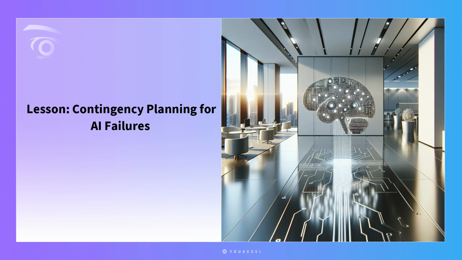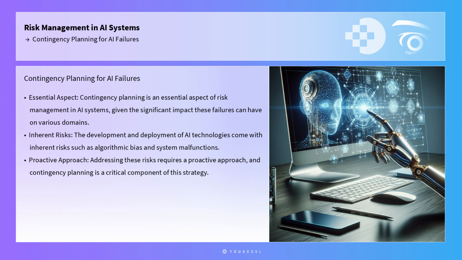Lesson: Contingency Planning for AI Failures. Contingency planning for AI failures is an essential aspect of risk management in AI systems, given the significant impact these failures can have on businesses, individuals, and society at large.